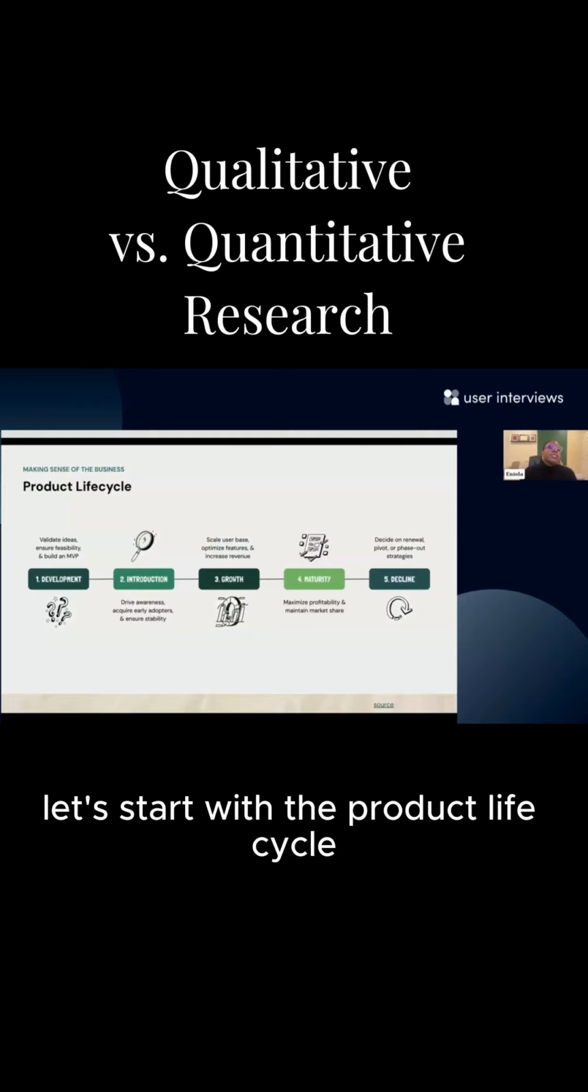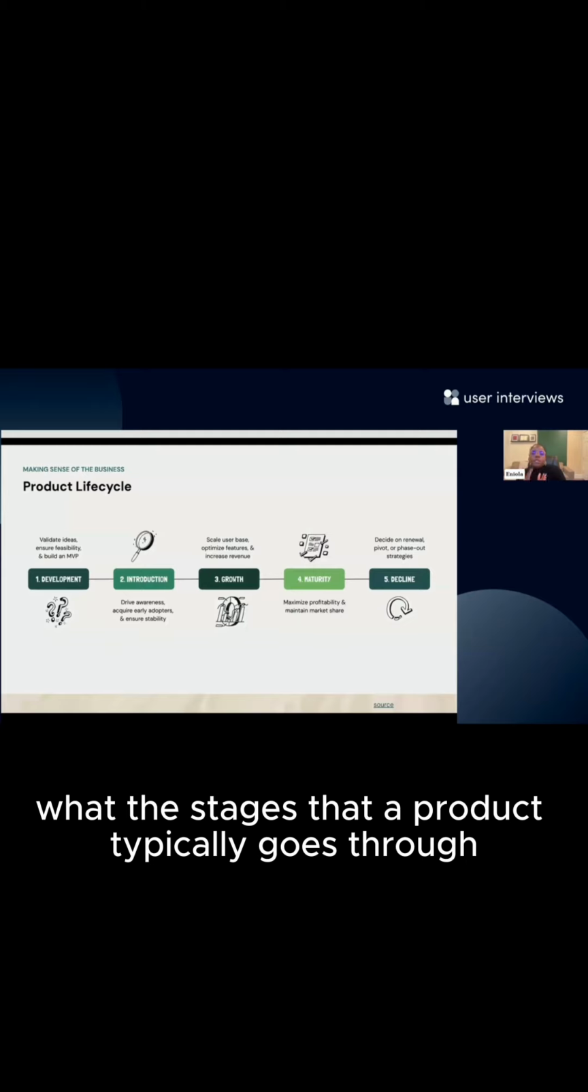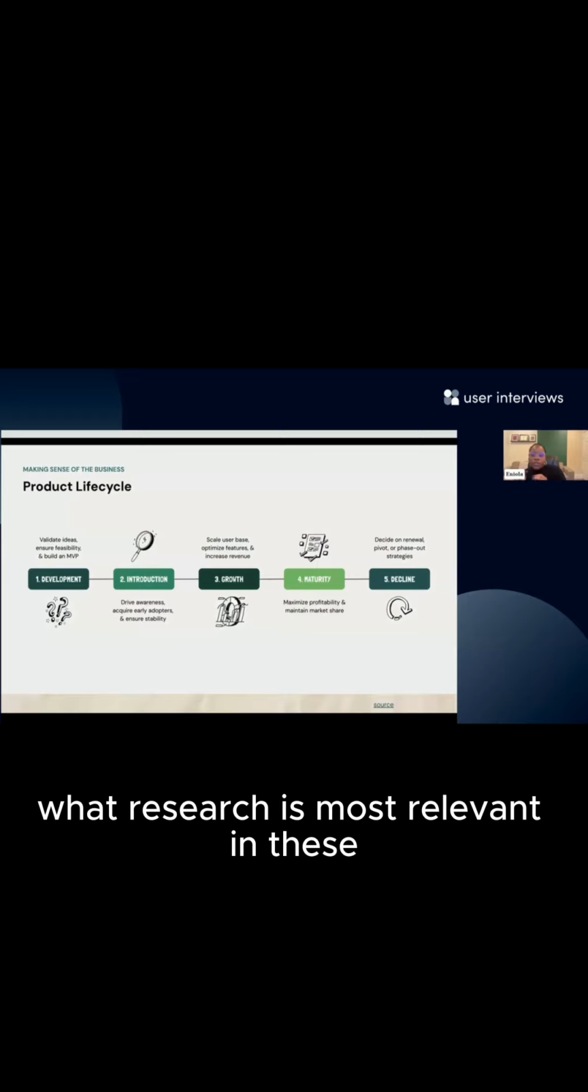Sure. Let's start with the product life cycle. And this is a general, high level look at the stages that a product typically goes through. And then we'll talk through what research is most relevant in these.